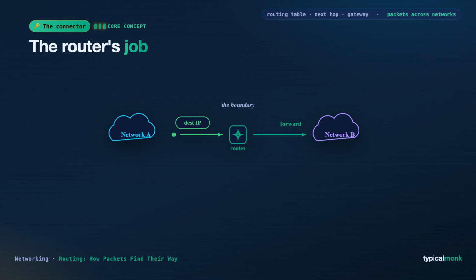No device has to comprehend the whole. Each just knows its local piece of the puzzle. Which direction is closer? How does it know that? Through the routing table, which is next.